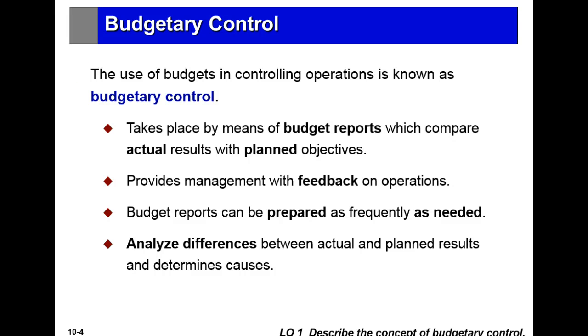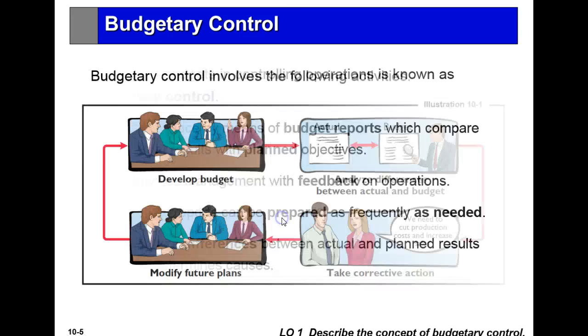Basically, it's going to compare the actual results with what we show on the budget, because that budget is basically what the planned results were intended to be, and then we're going to compare budget to actual. Management then is going to be given feedback on the operations that actually occurred and be able to review the differences between what they anticipated the operations were going to be and what the actual results were.